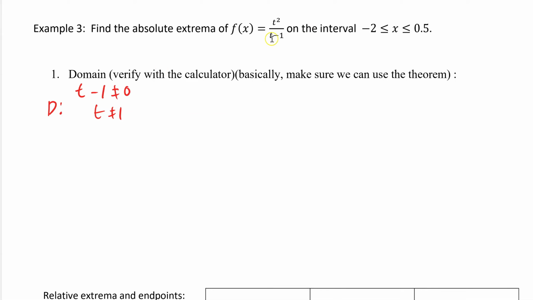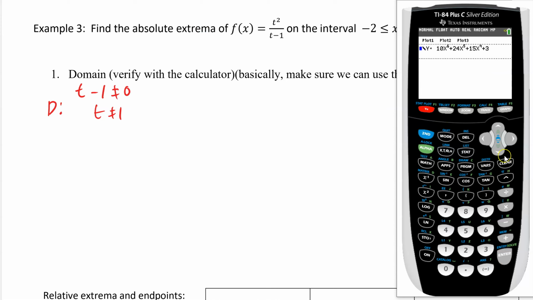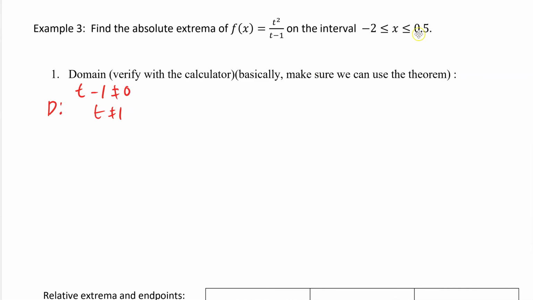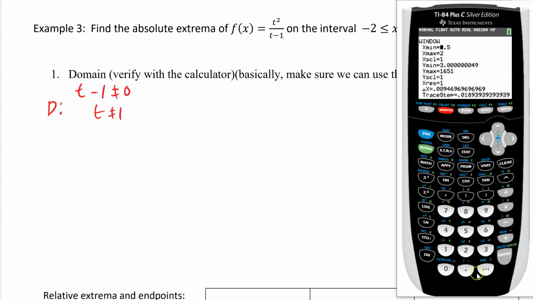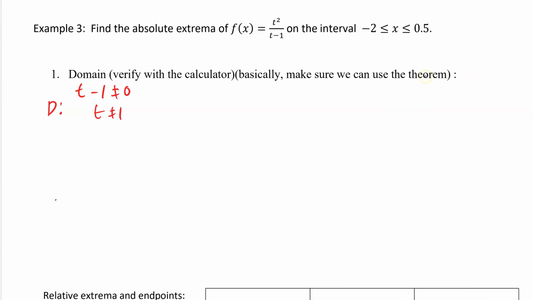What I like to do with each of these is to honestly just plug this into our calculator with that interval and get an idea of what our problem looks like. So alpha y, number 1, and then we get x squared over x minus 1. Then click on our window, and we plug in -2 and 0.5, and then hit zoom 0. And so we can get an idea of what our extreme values will be. Okay, and then we draw a nice little picture of it.